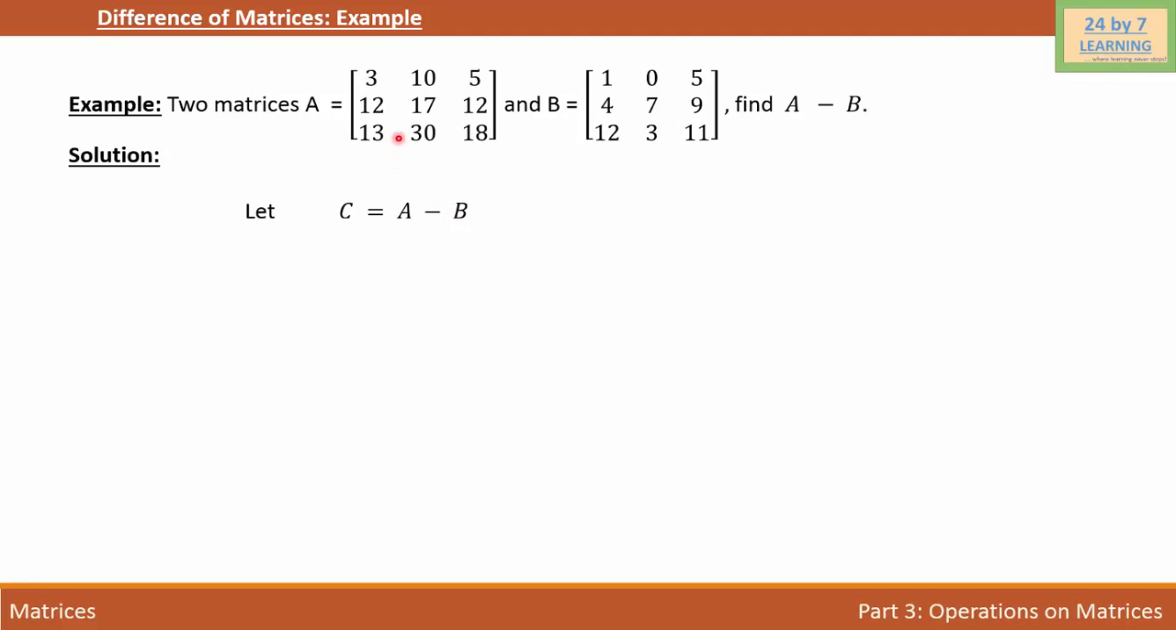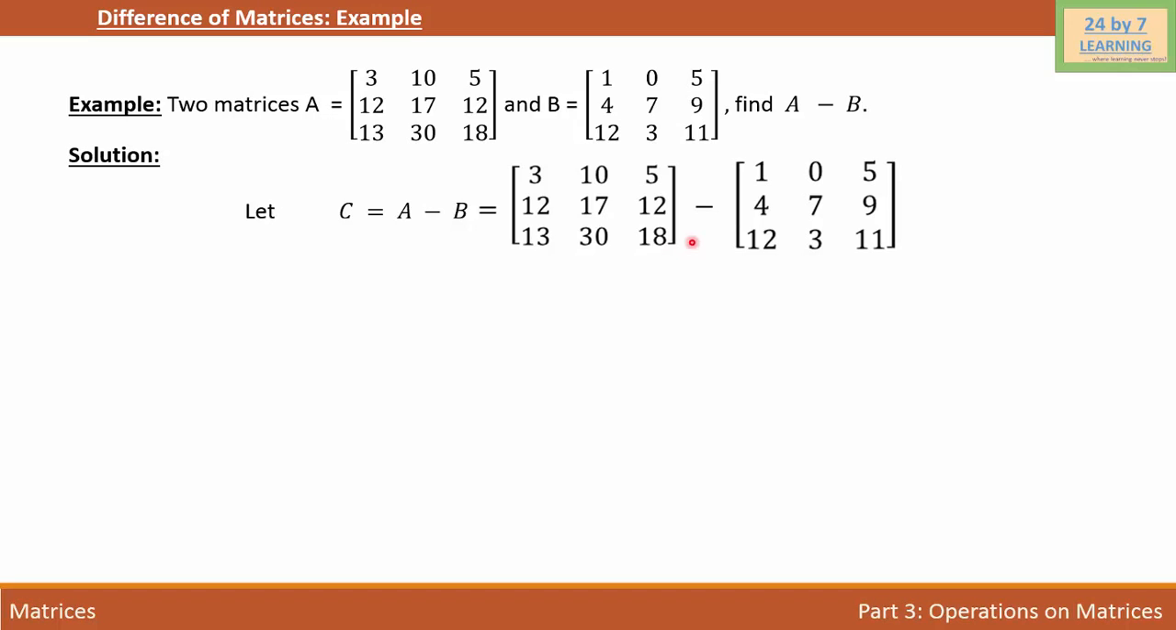We need to bring these two matrices from here and substitute for A and B respectively. So we have matrix A minus matrix B. We got these two matrices A and B from here and here. If we want to subtract two matrices, we need to subtract the individual elements from each other.